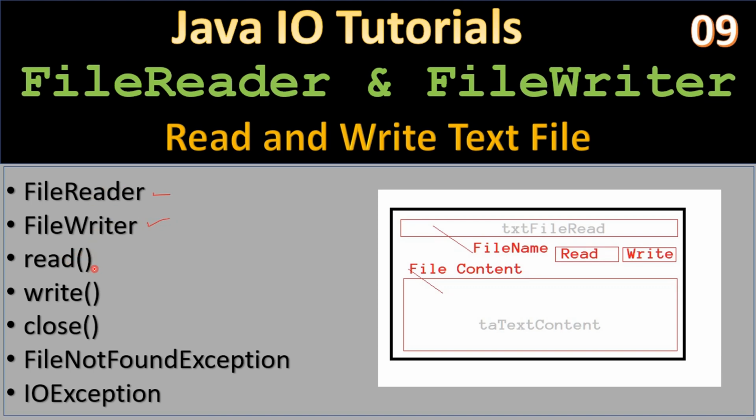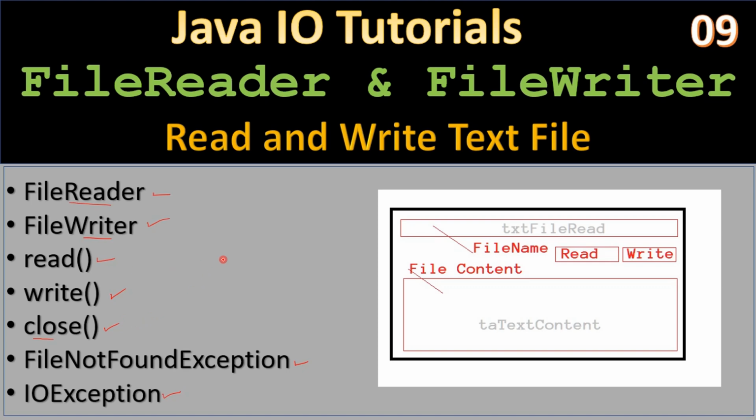When we use FileReader, we will use the read method, and when we use a FileWriter, we will go with the write method. Since these two are character based streams, you can look at the names, Reader and Writer, we have to close the stream after use. While we open the FileReader or FileWriter object by specifying the file, we may end up with a FileNotFoundException, and when we perform read and write operations, there is a possibility for an IOException. We will see all these in our code when we are developing the example.